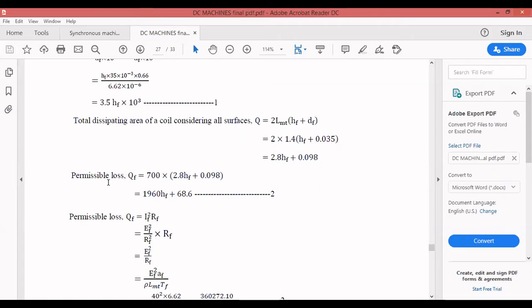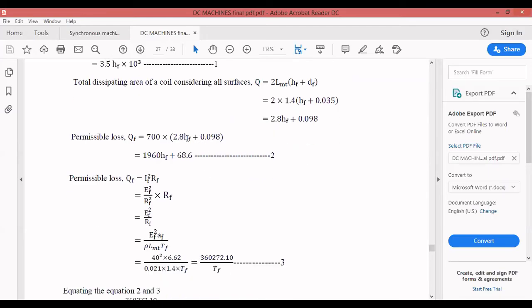Okay. Permissible loss QF is equal to what? 700 watts per meter square. 700 into this surface. What we calculated here, this surface: 700 into 2.8 HF plus 0.098. Just do the calculation here. 1960 HF plus 68.6, equation 2.